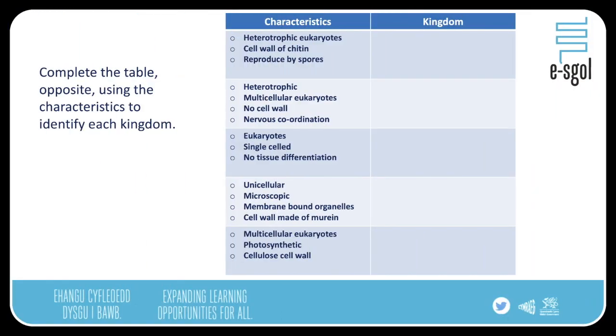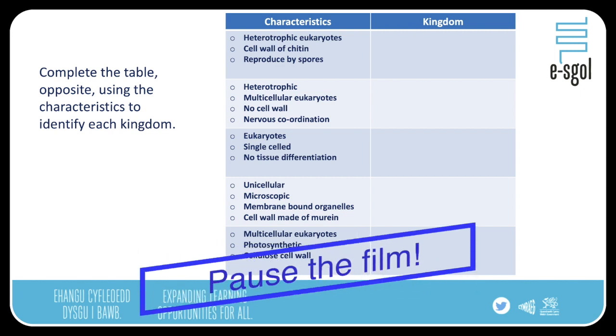Complete the table opposite, using the characteristics to identify each kingdom. Pause the film when you have read the question and write down your answers.